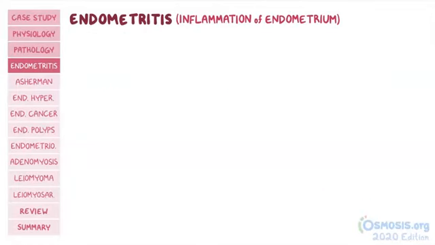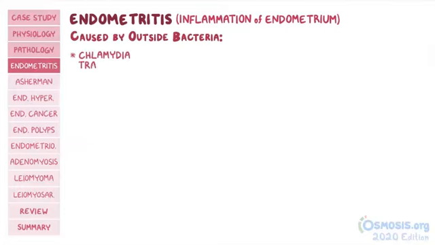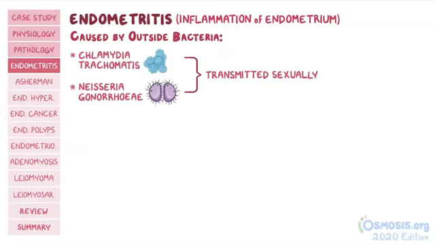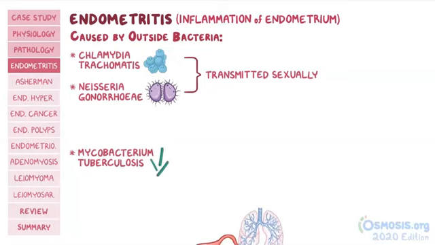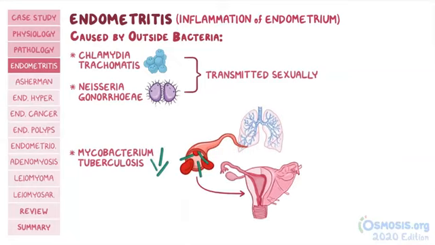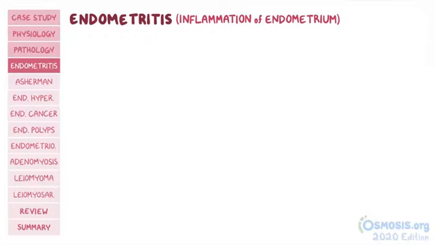Less commonly, endometritis can be caused by outside bacteria such as Chlamydia trachomatis or Neisseria gonorrhoeae, which are transmitted sexually, or Mycobacterium tuberculosis, which spreads from the lungs into the blood and travels to other organs such as the uterus. Now, endometritis can be acute or chronic.